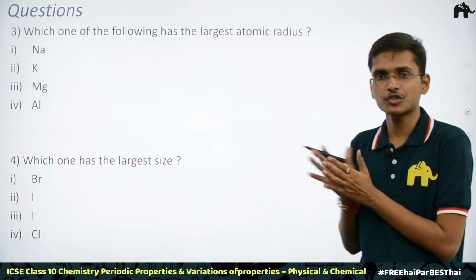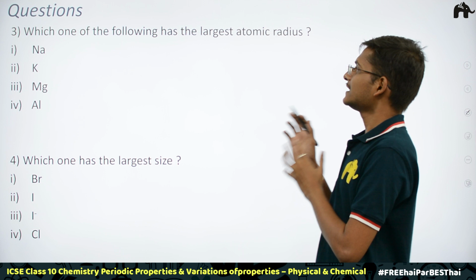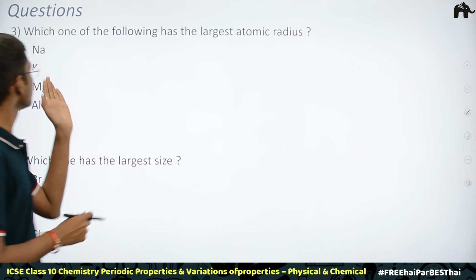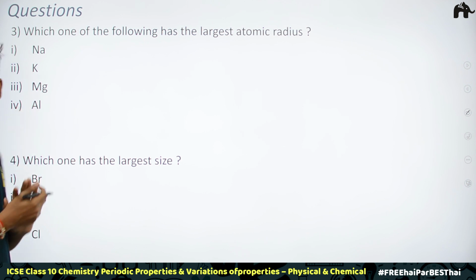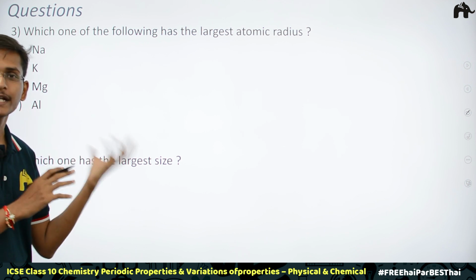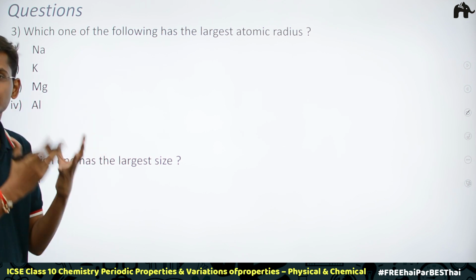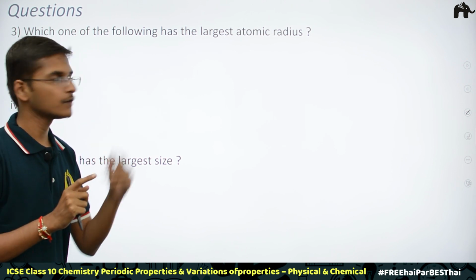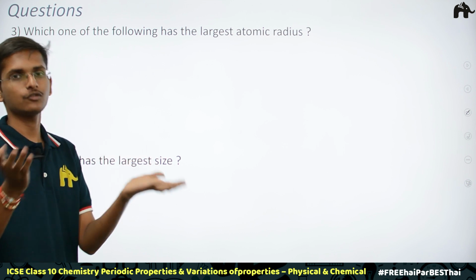Now moving on to the next question. Which one of the following has the largest atomic radius? Very interesting question. The options are sodium, potassium, magnesium, aluminium. What we have to do first is locate all these elements. Where do they belong in the periodic table? I also have a plain paper like you, so I will locate the elements like you would in your examination.